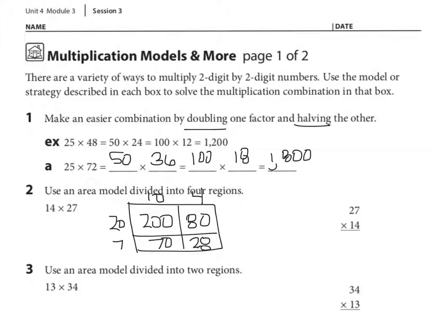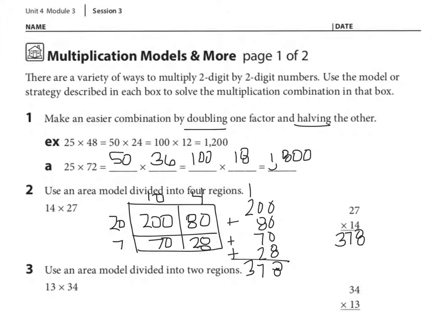I add up my 4 partial products. And I see 378 is the answer to 27 times 14.